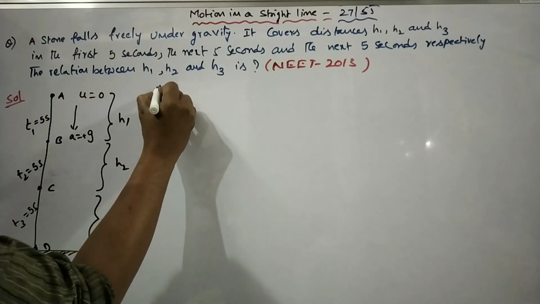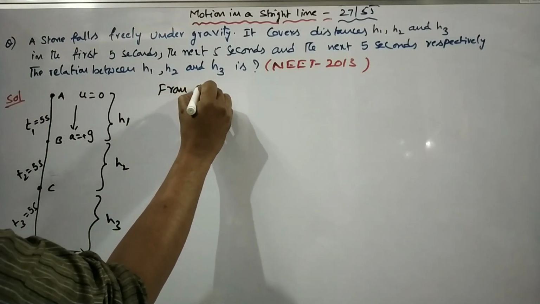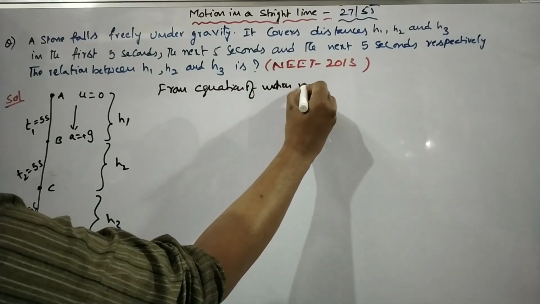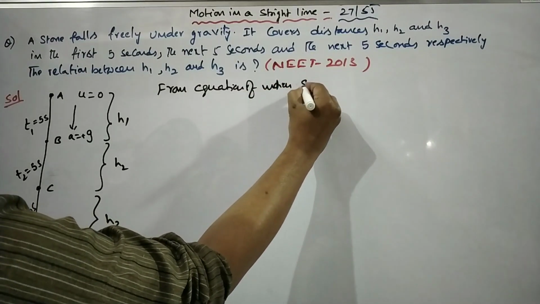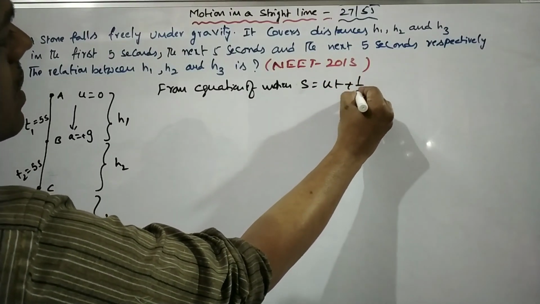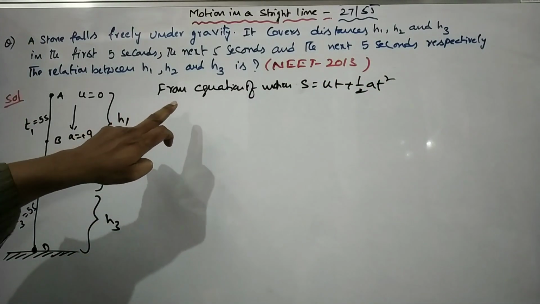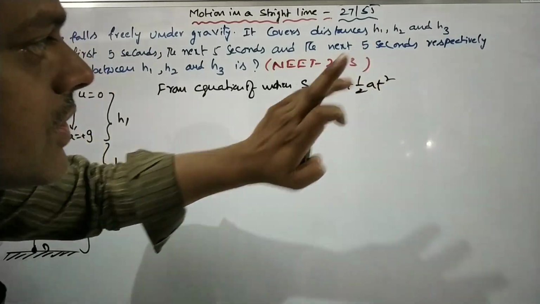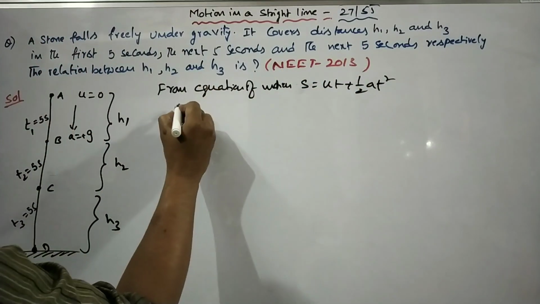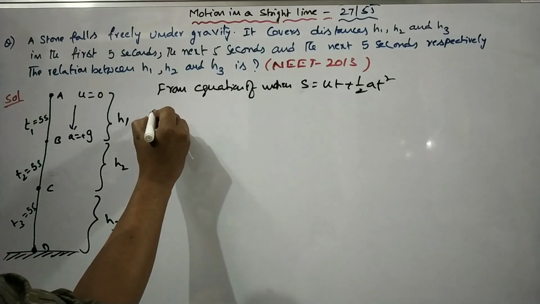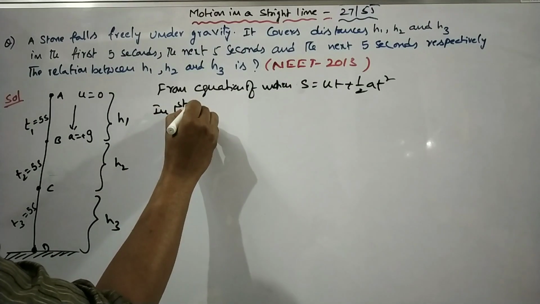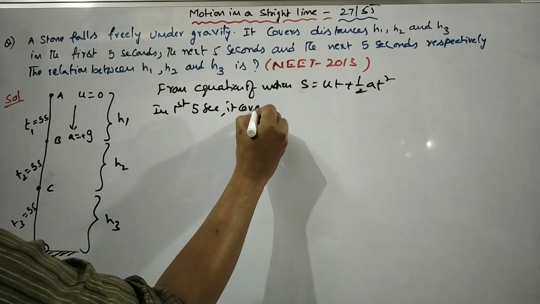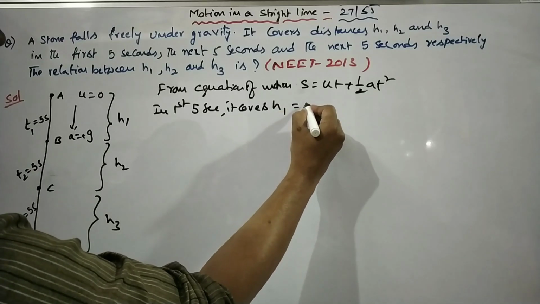Now from the equation of motion, what is that? s is equal to ut plus half at square. This is the equation that gives the relation between height, initial velocity, time of travel and acceleration. So I would like to take this question. Here in the first 5 seconds, it covers h1 distance, which is equal to 0 into t.